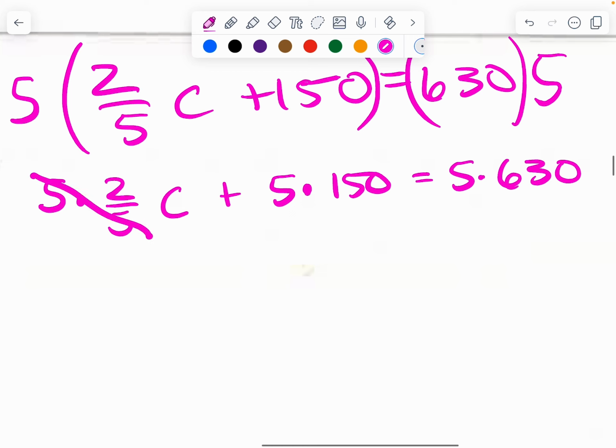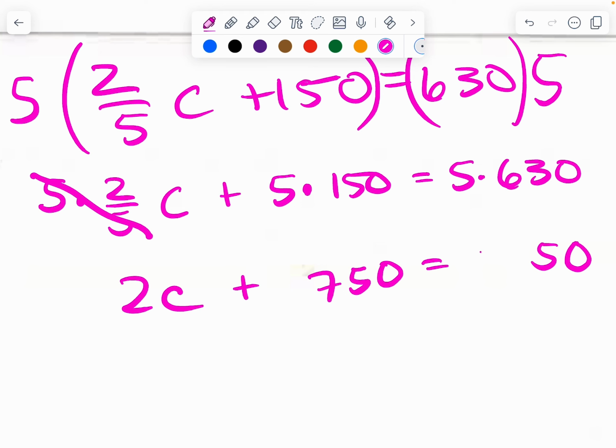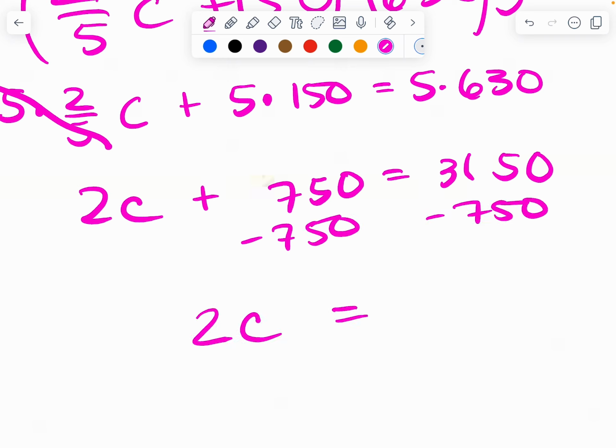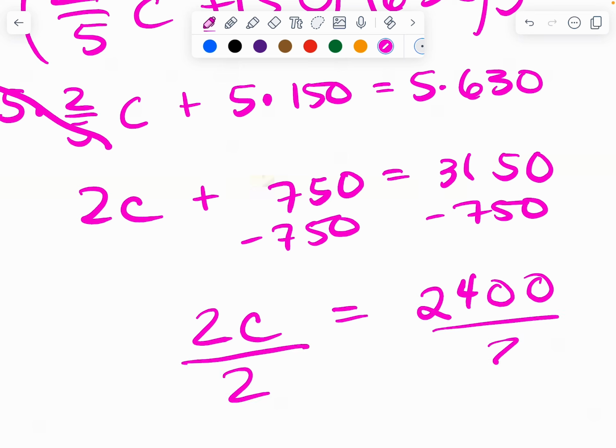When I do that, I'm going to get 2c plus 750 equals 3,150. Then I'm going to subtract 750 from both sides. And I'm going to get 2c equals 2,400, divided by 2. And c still equals 1,200. Okay, awesome.